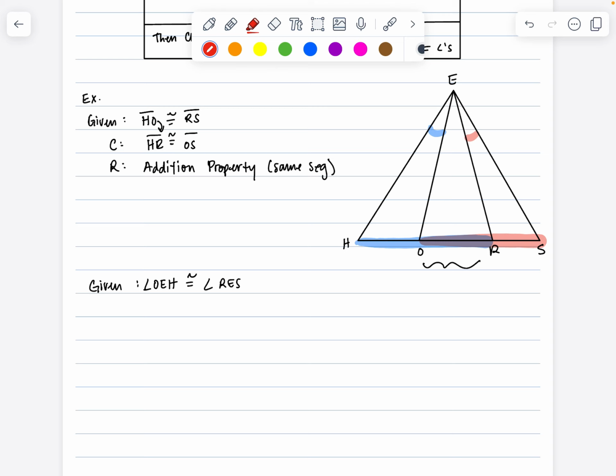Well, we could technically add on another piece to it, because what if we add this piece in the middle? No matter what, if I put, for instance, 40 degrees here and 40 degrees here because they are congruent, and then I add 10 degrees in the middle, this angle would be 50 degrees, and so would this angle. So we could then say, in this conclusion, angle HER is going to be congruent to angle OES. Right? And that's this angle. And this is the addition property still.